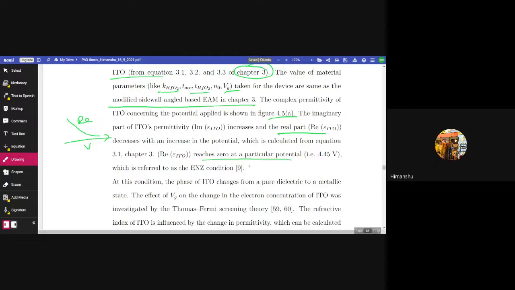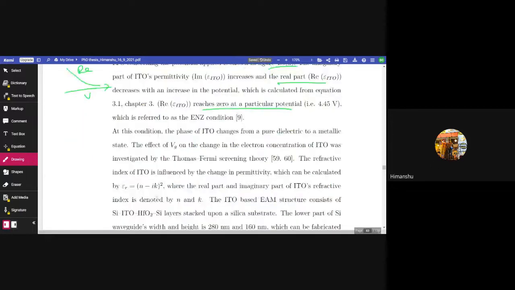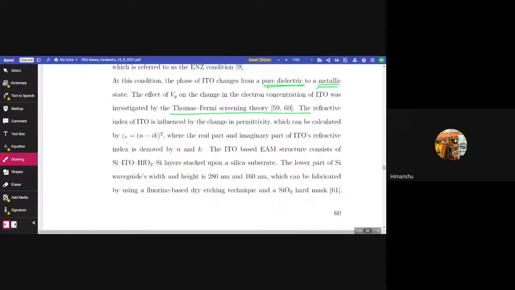The effect of VG, the applied potential, on the change in the electron concentration of ITO was investigated by Thomas-Fermi screening theory, reference numbers 59, 60. The refractive index of ITO is influenced by the change in permittivity, which can be calculated by epsilon r equals (n minus ik) whole square, where the real part and imaginary part of ITO's refractive index are denoted by n and k.